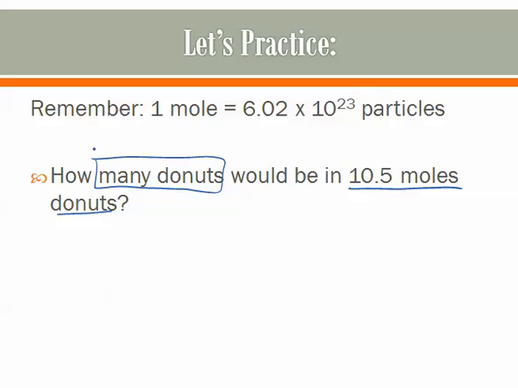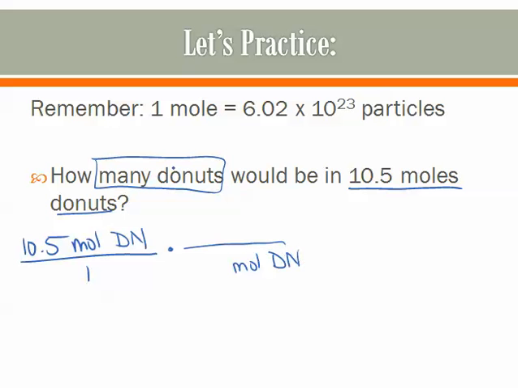So beginning with our 10.5, we're going to place 10.5 moles of donuts, and moles is abbreviated with an MOL. I know it's not much of an abbreviation. And we take our given, we put it over 1, and then we multiply by our conversion factor. So we're going to place moles in the denominator, and then we're going to place our donuts in the numerator.